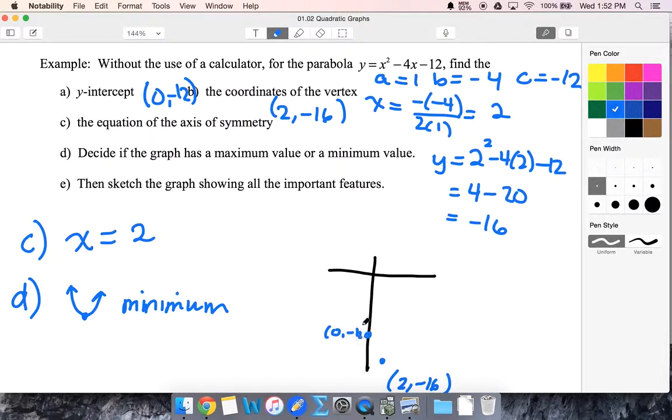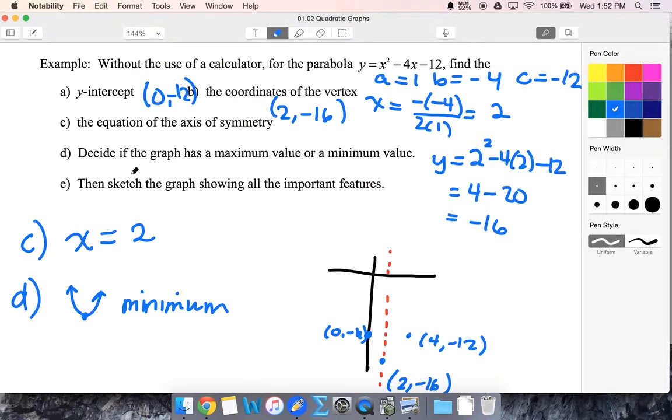0, -12. Because it's symmetric, because I have this axis of symmetry through x equals 2, I know that this point is going to mirror over. So I can now add in another point. I went 2, so another 2 over here is going to be 4, so that point's going to be 4, -12.